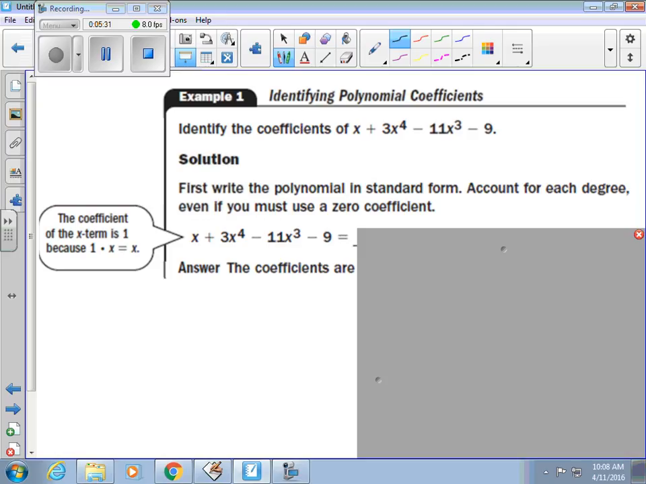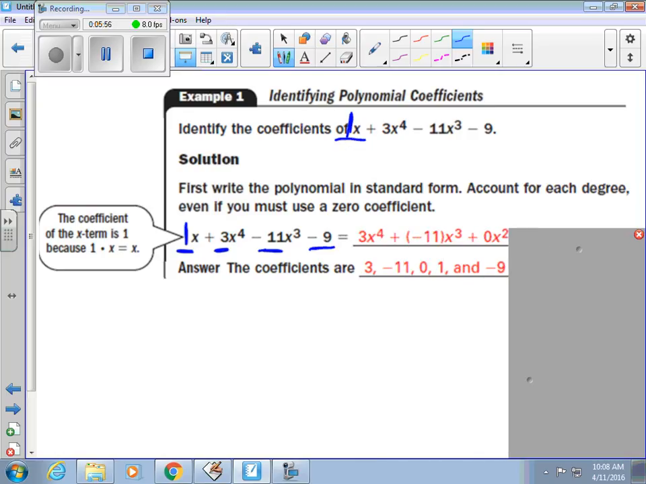So remember, if there's no number written, we know that there is an understood 1 right there. So if you identify all four of these coefficients, you have a 1 right here. That's one of them, 1. The next coefficient is 3. The next one, don't forget the sign that goes with it, is negative 11. And the last one is the same thing with the sign, negative 9.